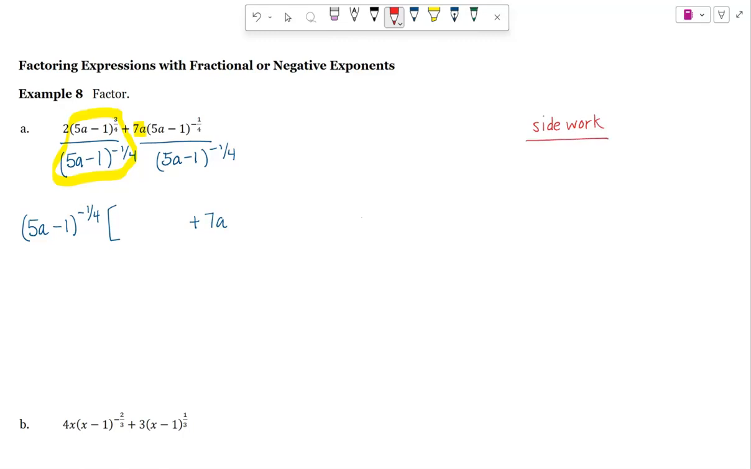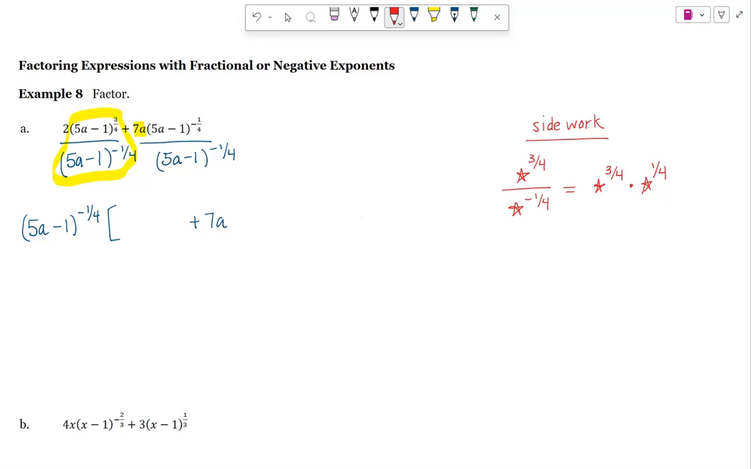If I have something raised to the 3/4 power, and then it's divided by something raised to the negative 1/4 power, that's the same as taking that negative 1/4 power and moving it up to the numerator and changing the sign. So I still have star to the 3/4 power, but then I'm going to multiply by star to the 1/4 power. I'm using star in the place of the base. For us, the base is that 5a minus 1.